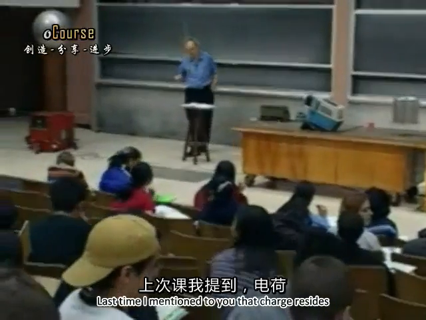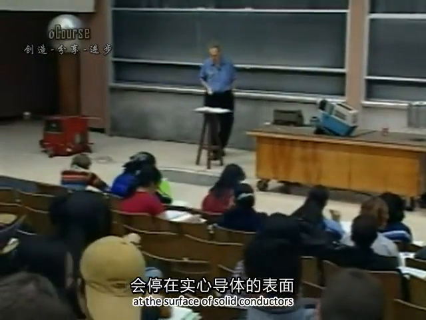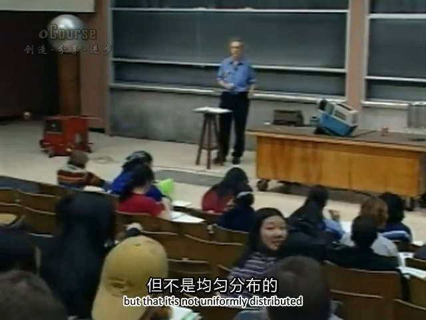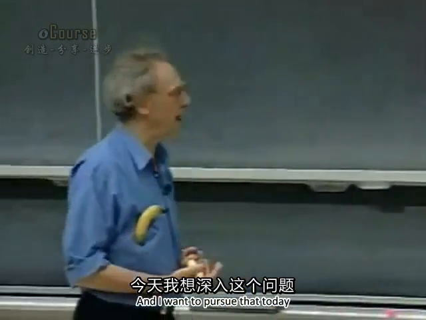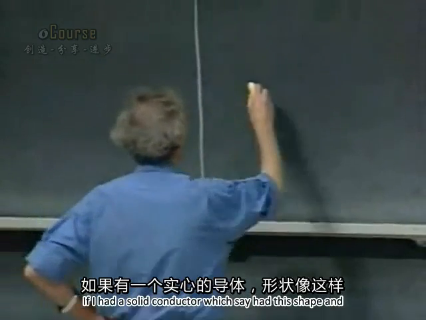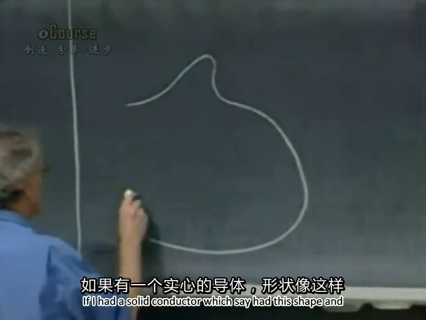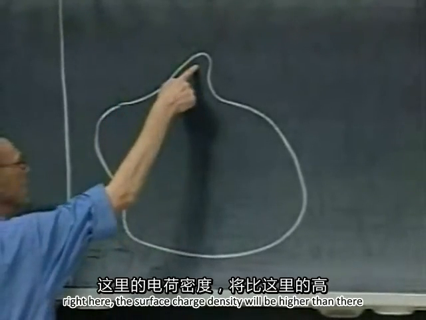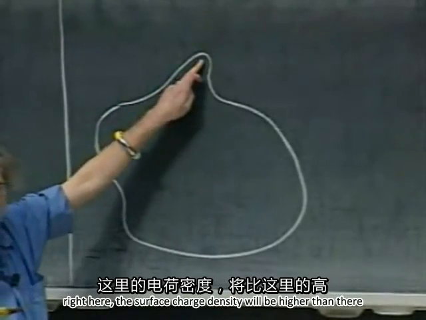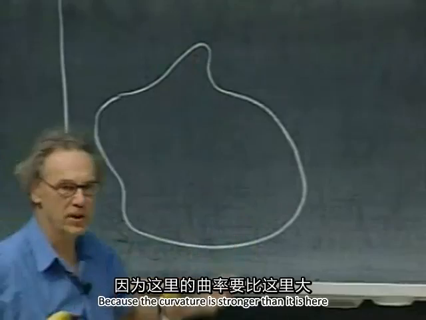Last time I mentioned to you that charge resides at the surface of solid conductors, but that it is not uniformly distributed. Perhaps you remember that, unless it happens to be a sphere. And I want to pursue that today. If I had a solid conductor which, say, had this shape, then I'm going to convince you today that right here, the surface charge density will be higher than there, because the curvature is stronger than it is here.